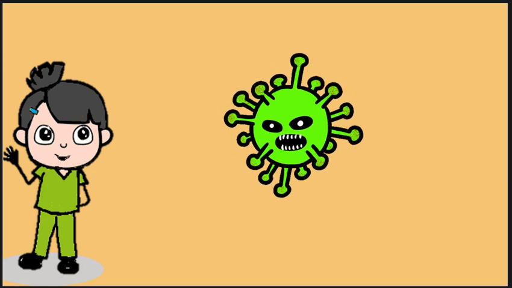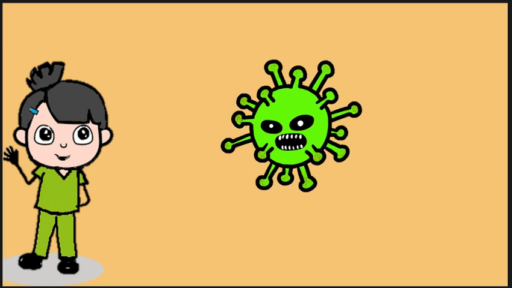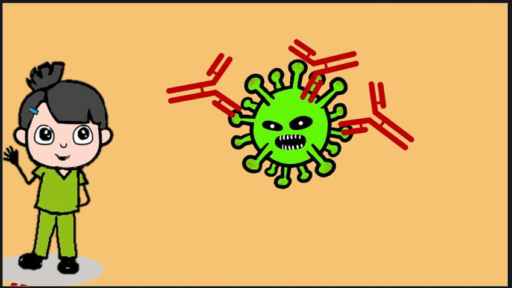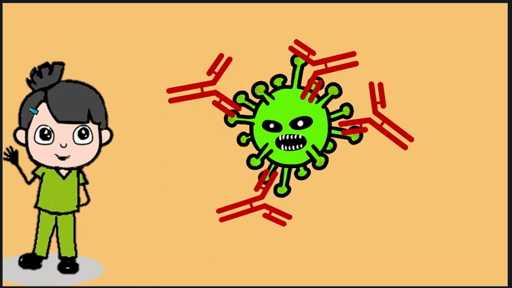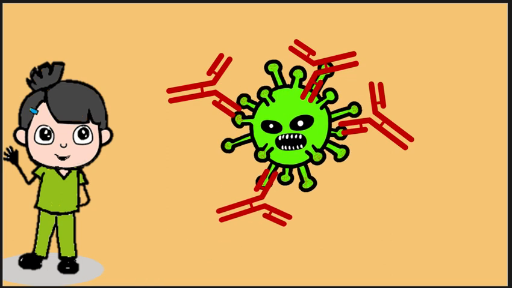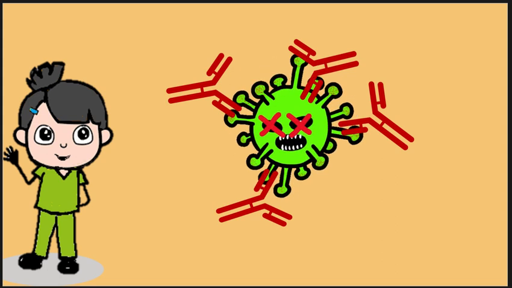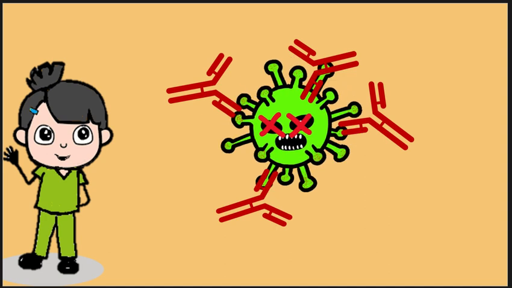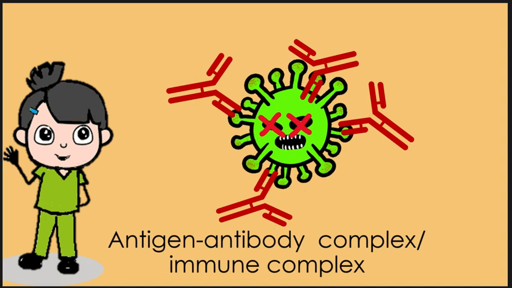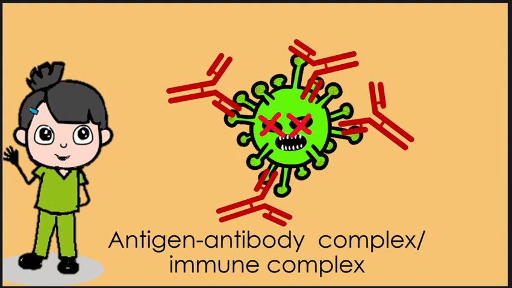Only immune cell that can produce antibodies. The antibodies are then released and surround the antigen. It then locks on the antigen and then neutralizes it. This antigen-antibody combination is called the antigen-antibody complex or the immune complex.